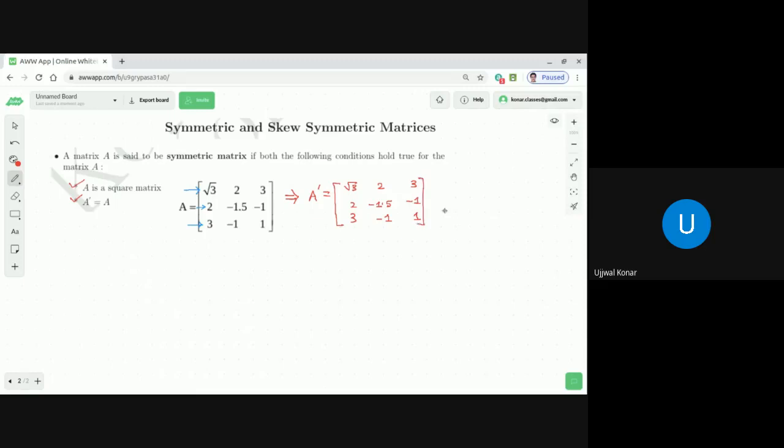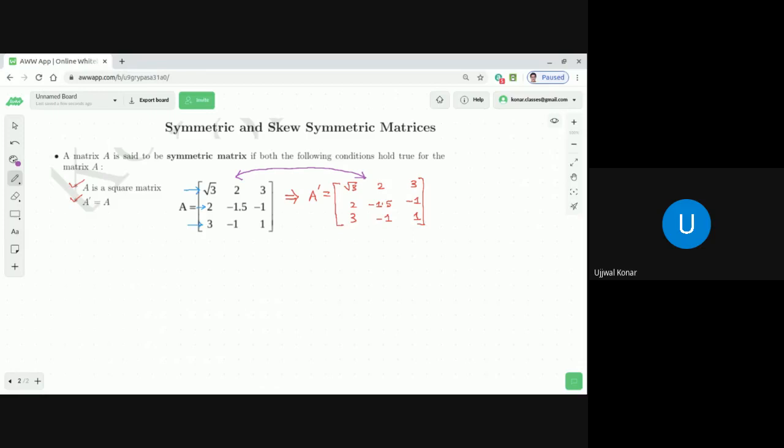Now, dear students, look into these two matrices, A and A transpose. This is the matrix A and this is the matrix A transpose. If you see, both the matrices are exactly the same. How can we say both the matrices are the same? Let's go back to the fundamental property of equality of two matrices: the order of both the matrices is the same and the corresponding elements are equal. The order of both A and A transpose is 3 by 3.